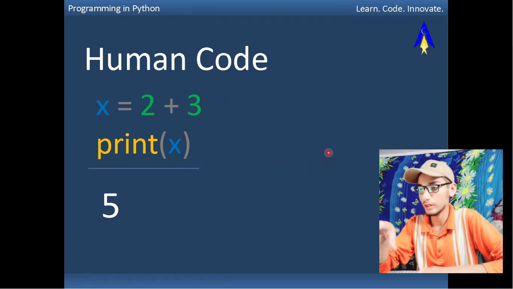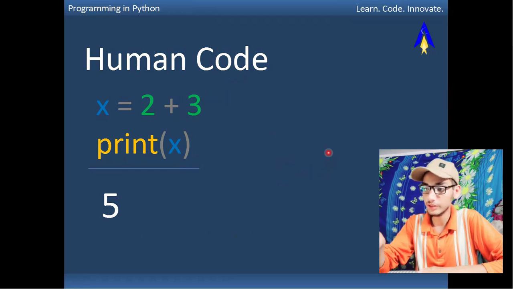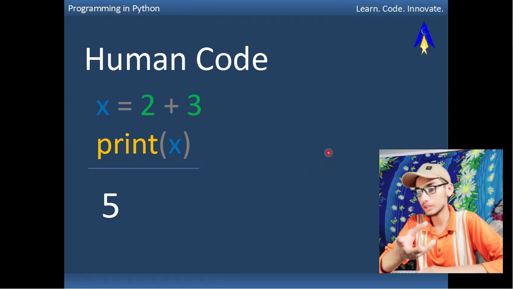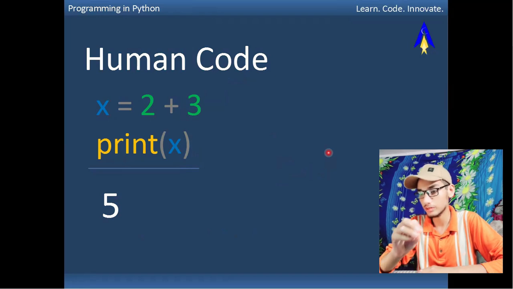This is human code, what you are seeing. We can understand it, we can read it. Even if we don't know the meaning, we can still read it. x = 2 + 3, print(x).